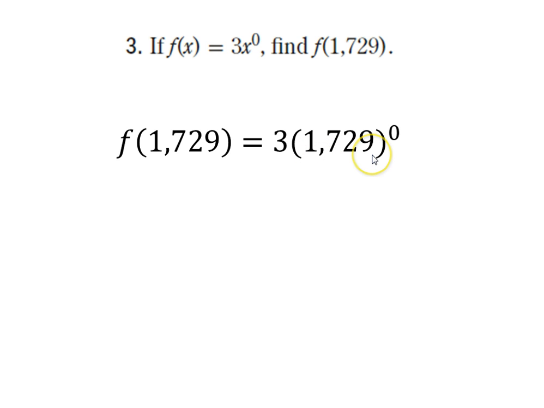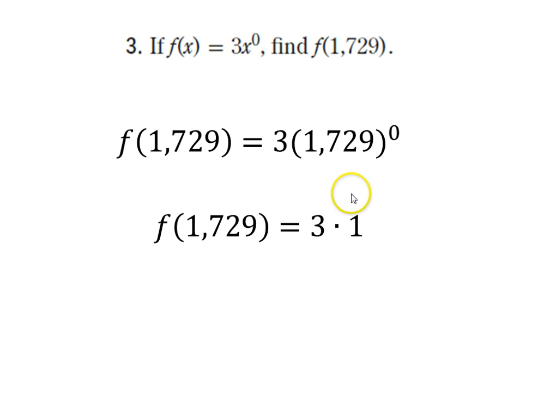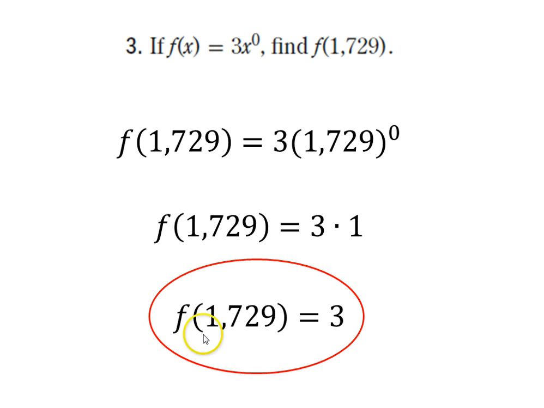And anything to the 0 power is 1. You can check that with the calculator. So we get f of 1,729 is equal to 3 times 1. This 1 comes from doing 1,729 to the 0 power. And then we have 3 times 1, which is just 3. So then we say that f of 1,729 is equal to 3. When we plug in 1,729, we get 3.